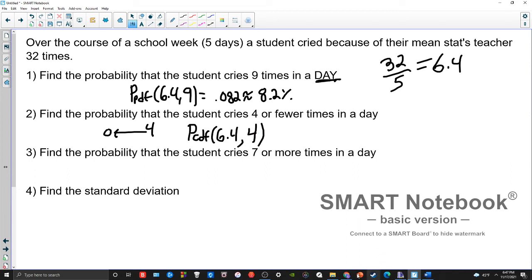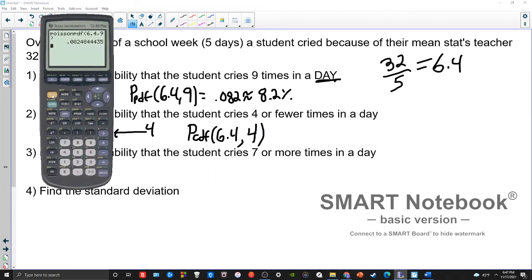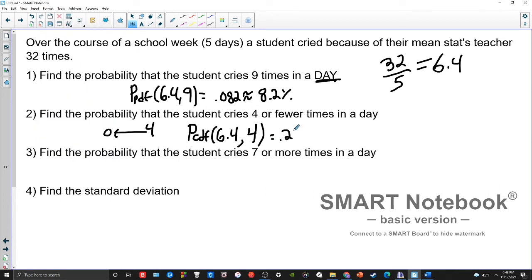So I Poisson CDF. Let's go to our calculator here. So boom, Poisson CDF 6.4, comma 4, boom, about 24%, right? So 0.235, or roughly 23.5%. Again, not too low, not too high, about a 1/4 chance that they cry. 25% chance, roughly. So, what about the student cries 7 or more times a day?